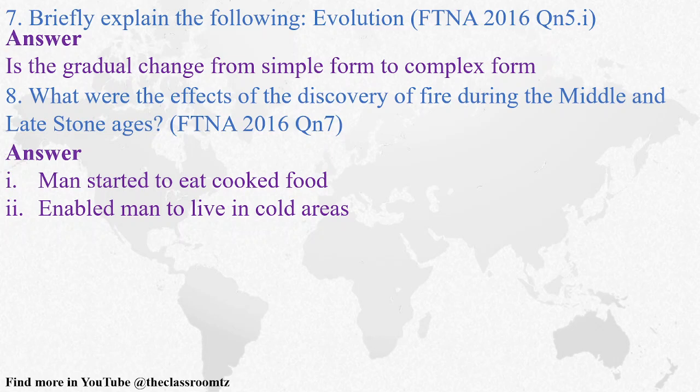before discovering fire, man was not able to live in a cold area because he was not able to control the cold, that weather condition from cold to hot. He was able to live only in that condition. If it is hot, he is not able to change from hot to cold, or he was not able to change from cold to hot. But after discovering fire, man was able to go and live in a cold area because he was able to control that cold weather condition by using fire.